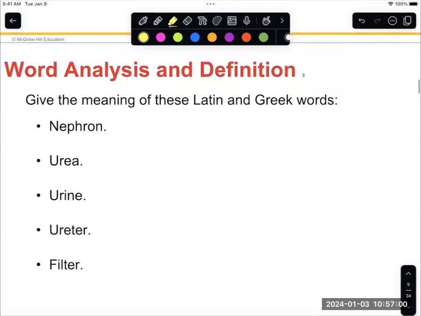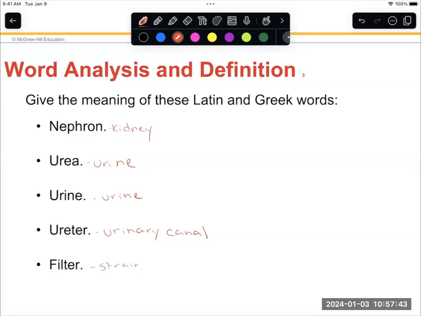Some words in medical terminology come straight from Latin or Greek, like nephron. Nephron is Greek for kidney. Urea is Greek for urine. Urine is Latin for urine. Ureter is Greek for urinary canal, and filter is Latin for strain through material.